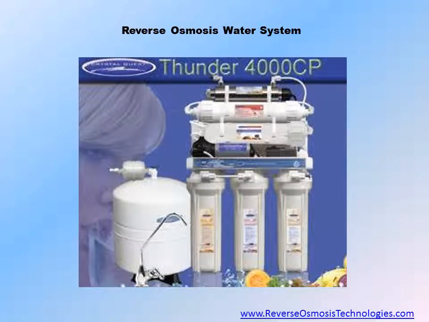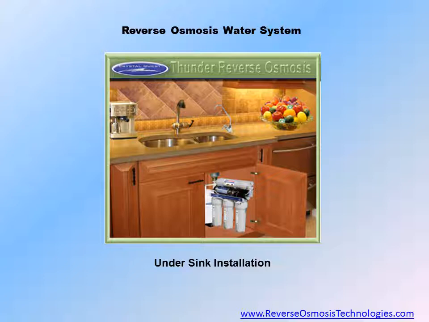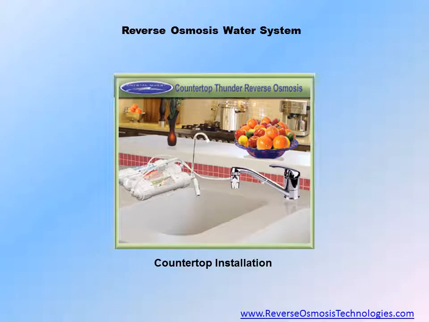The reverse osmosis water system is an assembly of various filters, membranes, and media designed to remove undesirable impurities from water. A properly designed reverse osmosis water system is capable of producing pure water that is up to 99.9% free of impurities. Reverse osmosis water systems are available for household use and installed either below the sink or on the countertop.